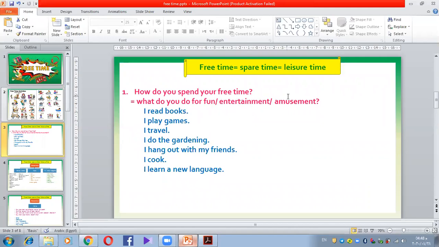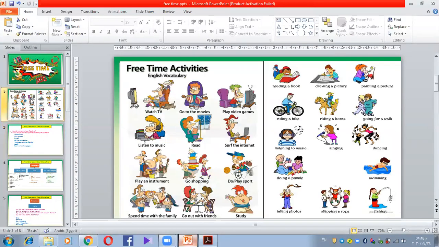It's the same meaning. So if I asked you, how do you spend your free time? What do you do for fun? What do you do for entertainment? Or what do you do for amusement? You can answer with any one of these activities. So what about you guys? How do you spend this free time? I read books, I play games, I travel, I do the gardening, I hang out with my friends, I cook, I learn a new language, or you can use one of these words.